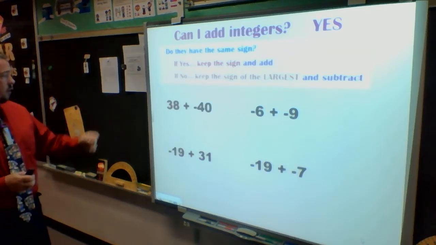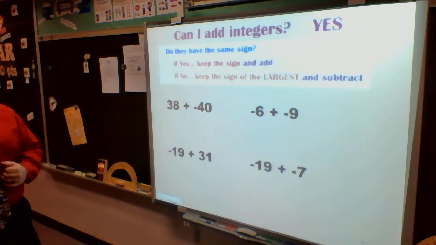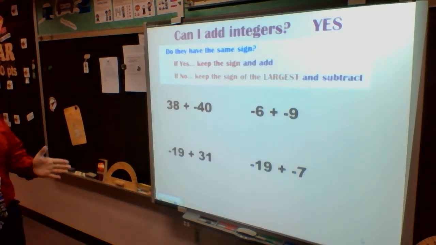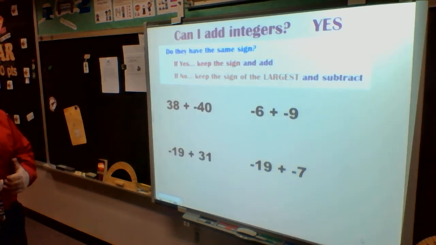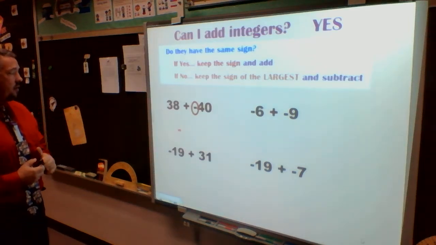On these four then, 38 plus negative 40. Can I add integers? Yes, I can. Do I have the same sign? No, I don't. So I'm going to keep the sign of the largest number. 40 is my largest number, so I'm going to keep the negative. I know my answer is going to be negative.